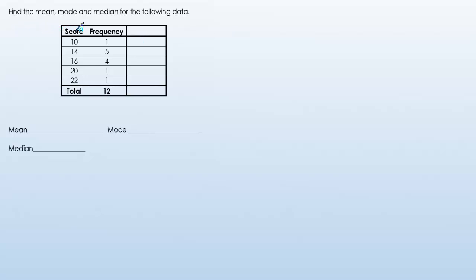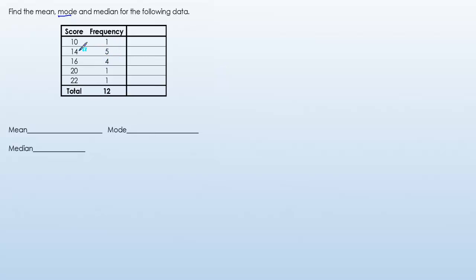Find the mean, mode and median for the following data. Let's start with the mode because that's the most commonly occurring. We can see the scores here. The most commonly occurring is just the one with the highest frequency. Frequency just means how often it happens, so the one with the highest frequency has happened the most.